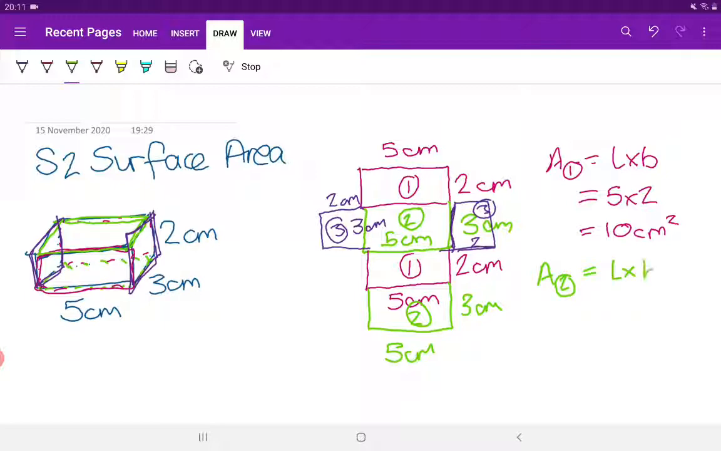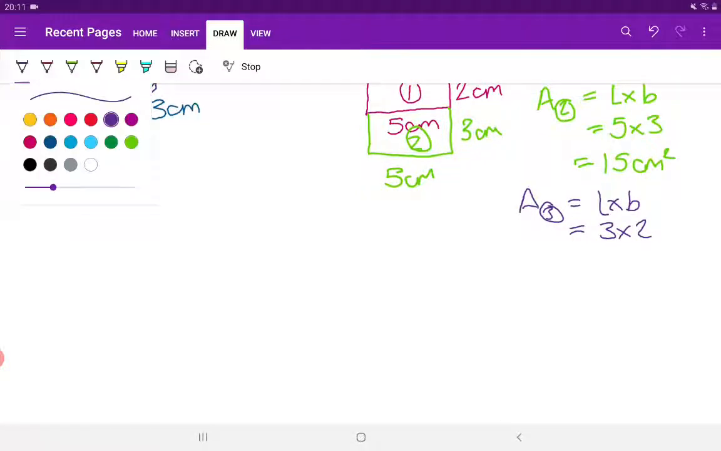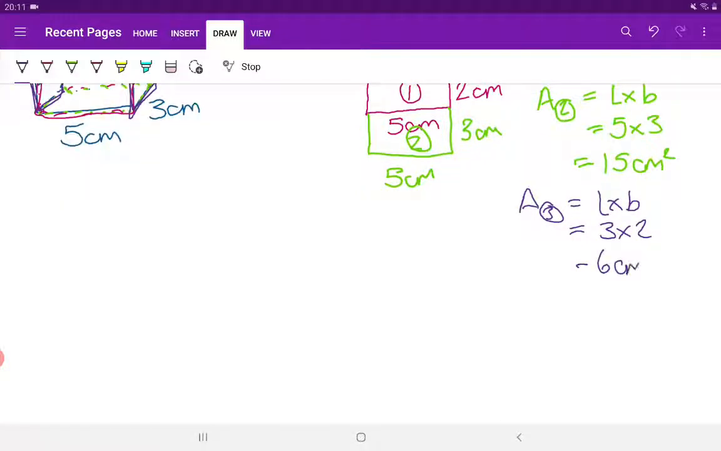So length times breadth, this time these rectangles, remember, are 5 times 3, which is 15 square centimetres. And finally, rectangle 3, the sides, if you prefer thinking about it that way. Okay, length times breadth, which is going to be 3 times 2, and I just need to make sure we've got a little bit more space on the screen here, which is going to give me 6 square centimetres.